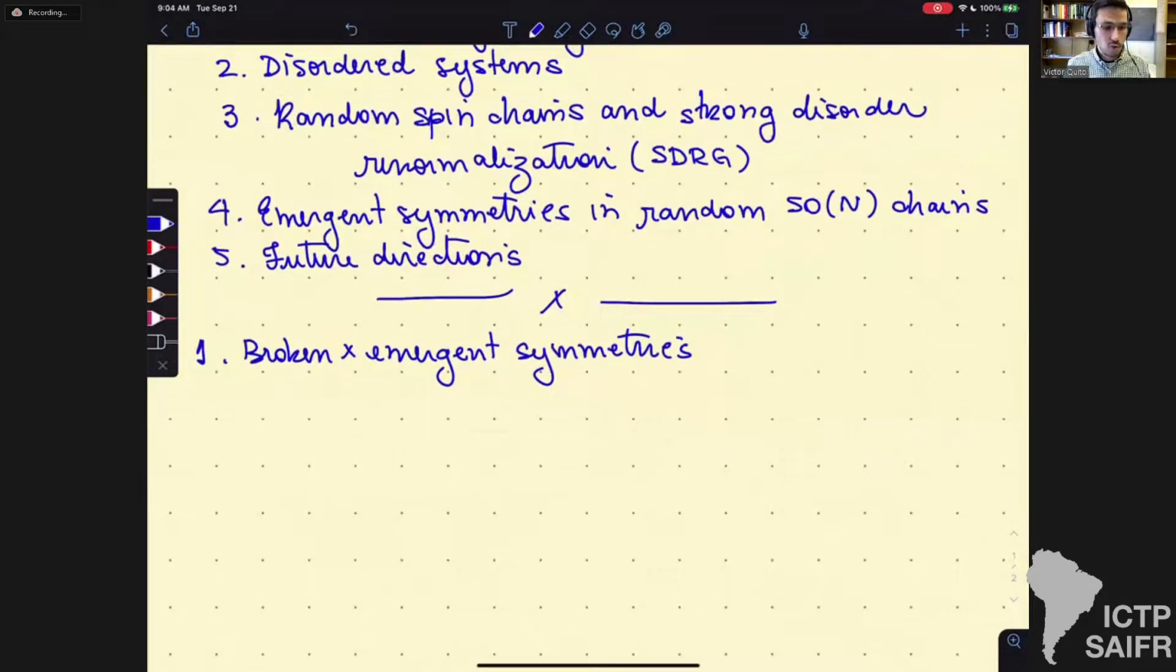Okay, so broken symmetries are a very familiar concept in physics, both in high energy and condensed matter. This concept is basically everywhere, and it's quite common. The idea is that the ground state of a given Hamiltonian or Lagrangian is not invariant under all the symmetries that were originally present in the Hamiltonian or the Lagrangian.